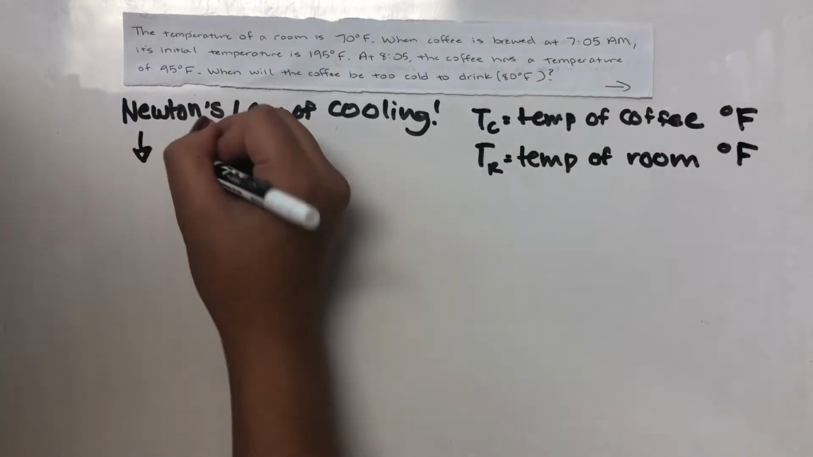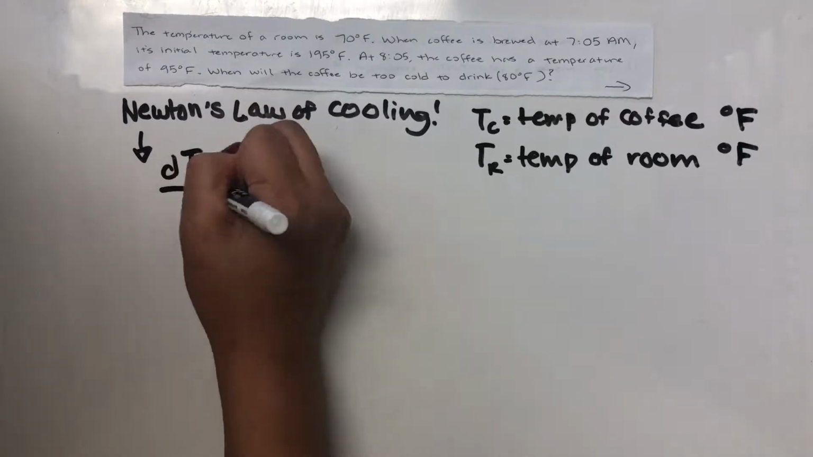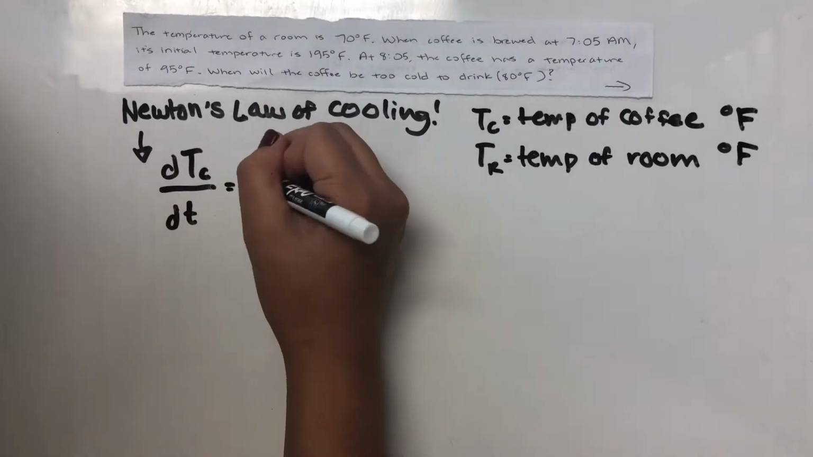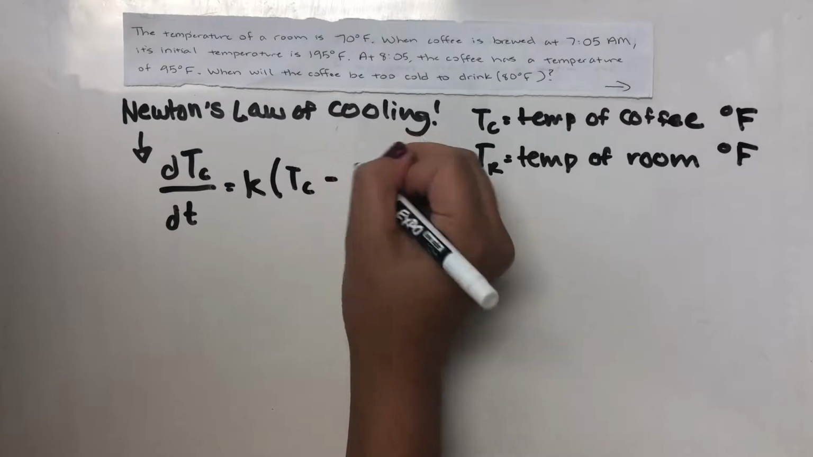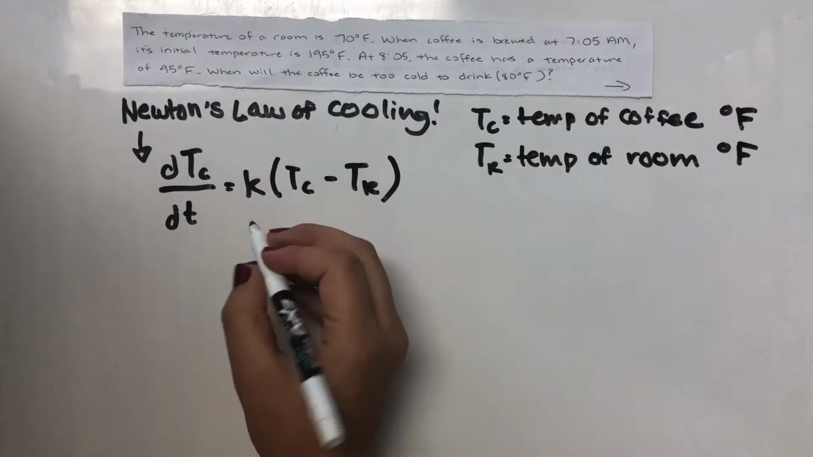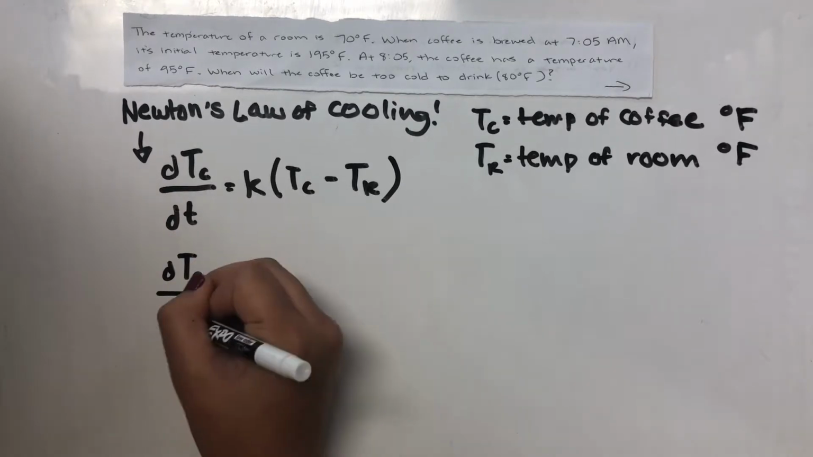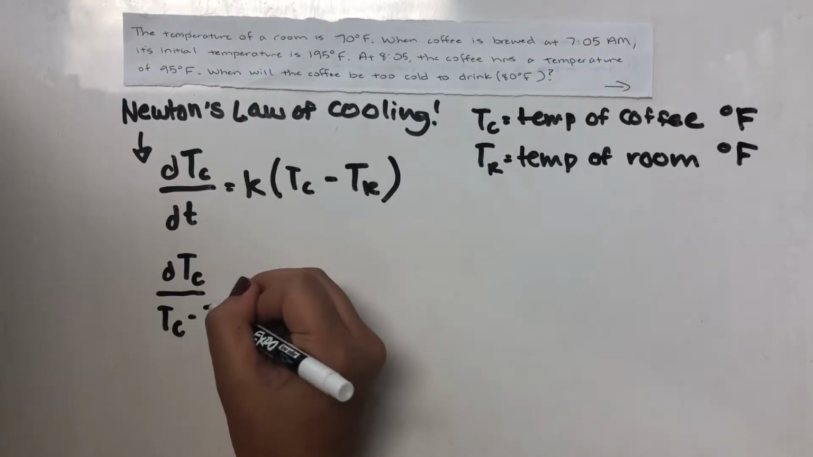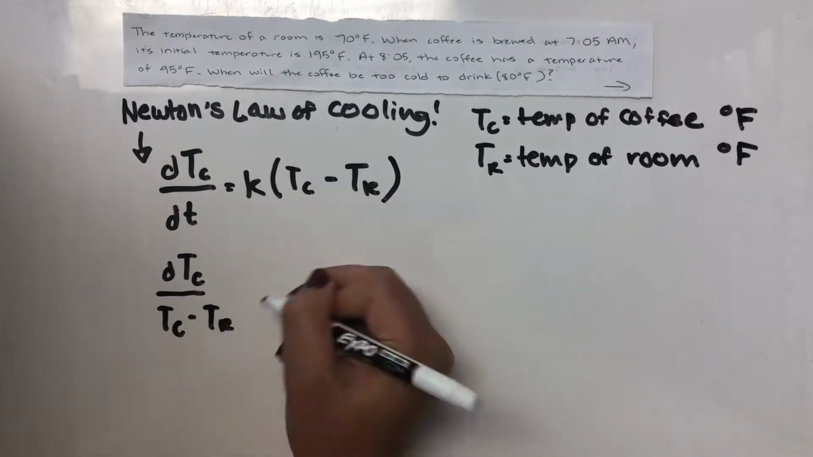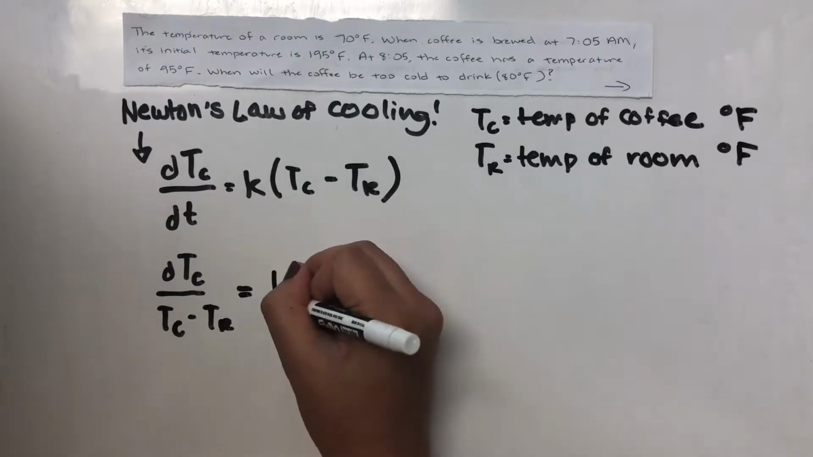Newton's law of cooling tells us that the rate of change of the temperature of an object is proportional to the difference between its own temperature and the temperature of its surroundings. This is a separable differential equation, and this is how we need to separate them to be able to integrate them. We know that T sub r is a constant, so in our next step, we'll plug in 70 degrees for that.